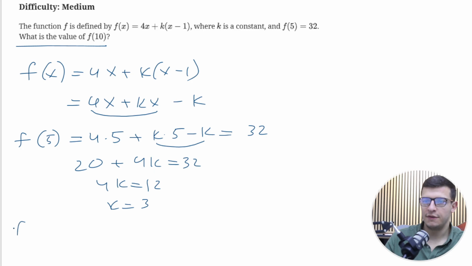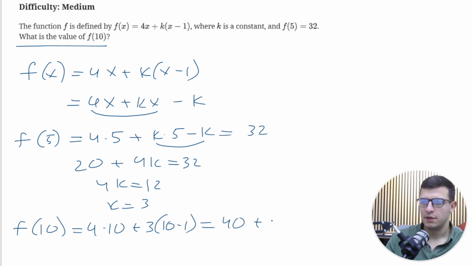f(10). So f(10) is going to be equal to 4 times 10 plus 3 times 10 minus 1. I'm just using the original equation here. So 40 plus 3 times 9 is 27. So the answer is going to be 67.